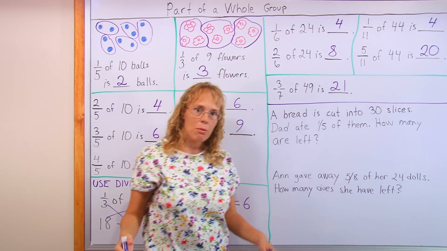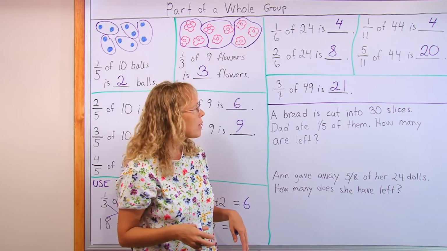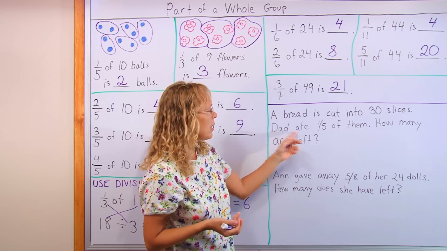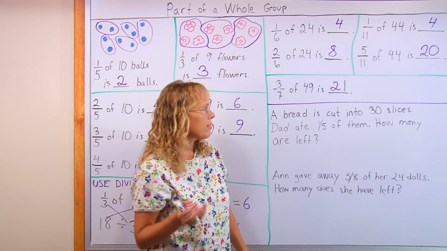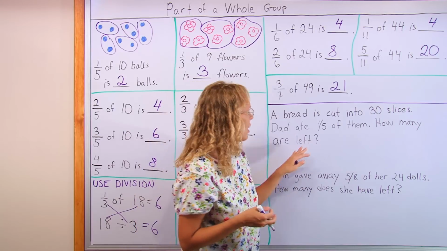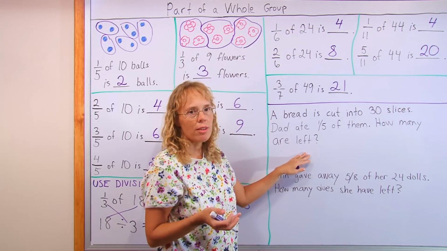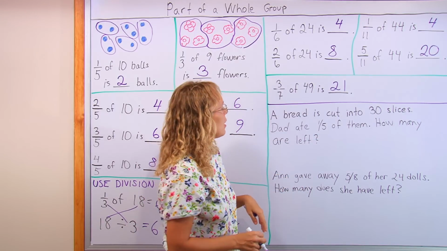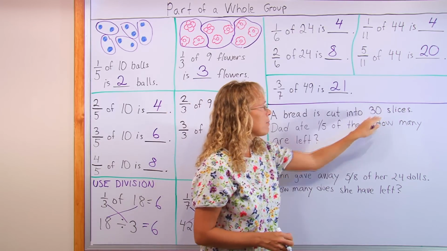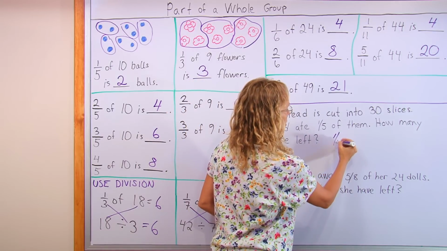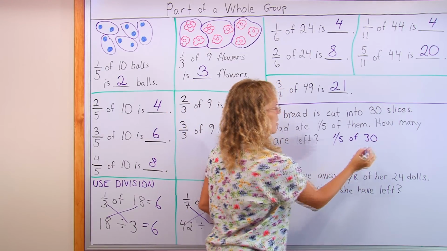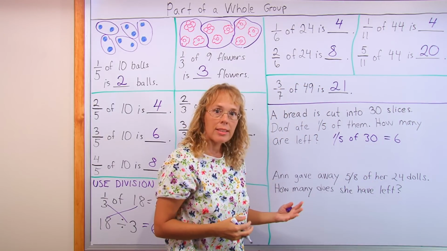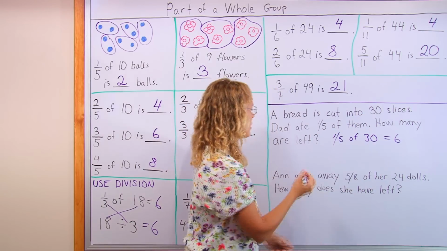And of course we want to give students some word problems too, along these lines. Here are 2 examples. A bread is cut into 30 slices, and then Dad ate 1/5 of them. How many are left? Now, with this how many are left problem, there are 2 kinds of ways you can solve it. I'll solve it one way now. I'll first find how many Dad ate. Dad ate 1/5 of 30. Now that is my division problem. 1/5 of 30 is the same as 30 divided by 5. That's 6. Dad ate 6, and then I subtract. 30 take away 6, so 24 left.